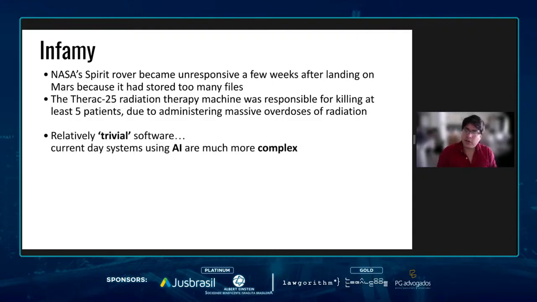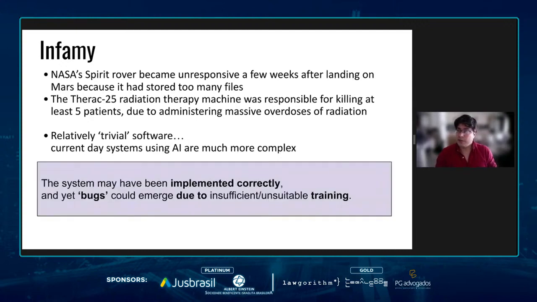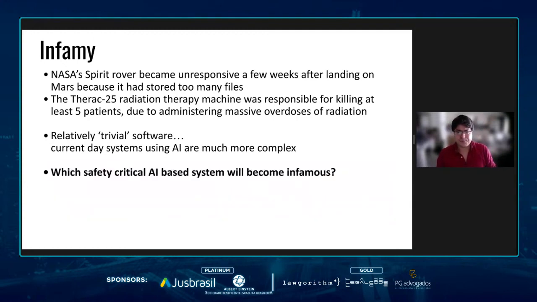And these bugs are in relatively trivial software. And nowadays, we're using artificial intelligence, which is much more complex. It's not just about ensuring that the software itself is correct, but also the training and the data that these algorithms are trained on, that they're suitable and sufficient for the particular problem. So we're not only dealing with correctness of software, we're also dealing with adequate procedures for training.